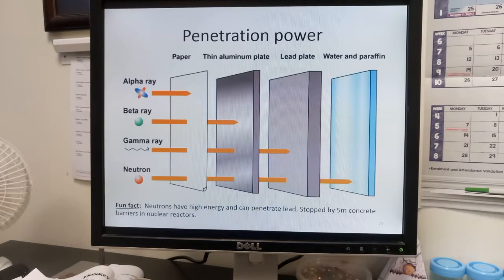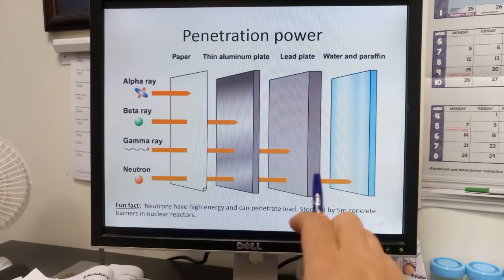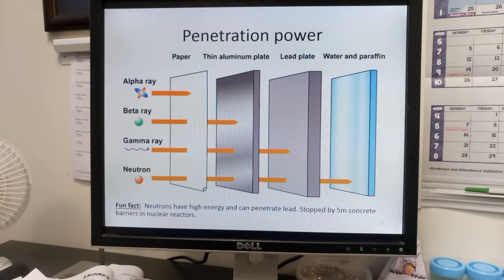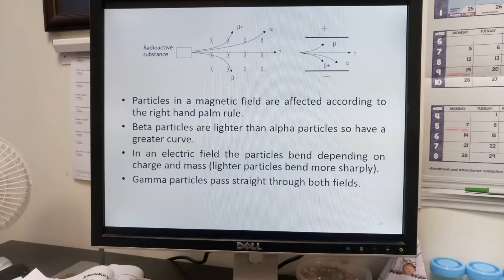And the last one, neutrons. Fast-moving neutrons, they'll get through heaps. You need, like I said, 5 meters of concrete barriers in nuclear reactors just to stop those neutrons.